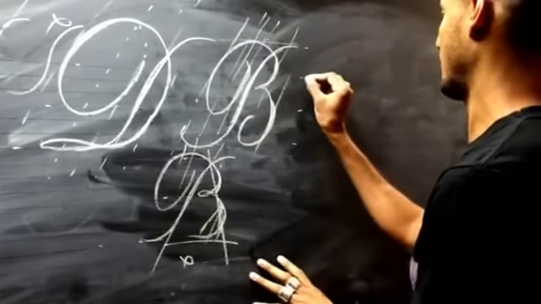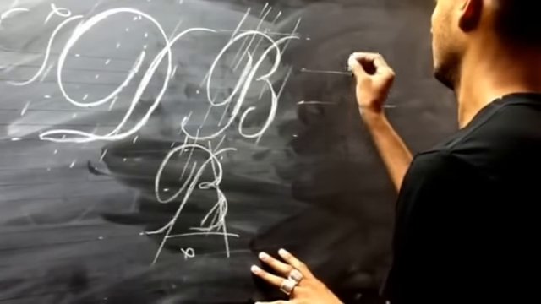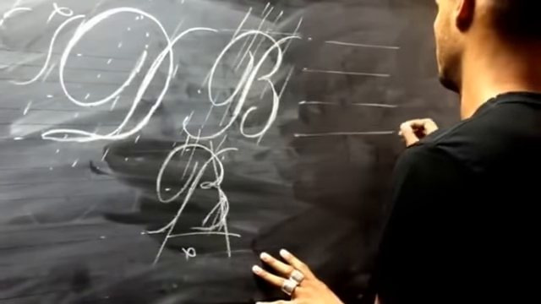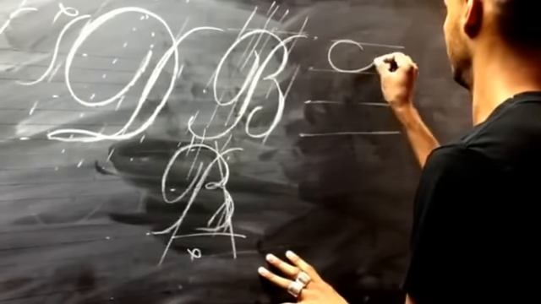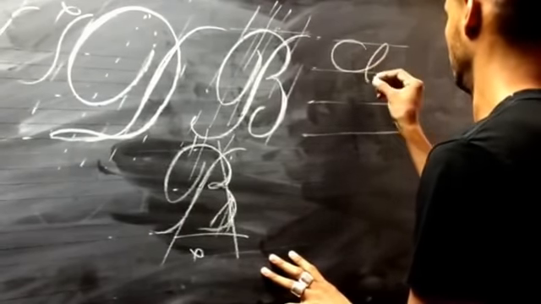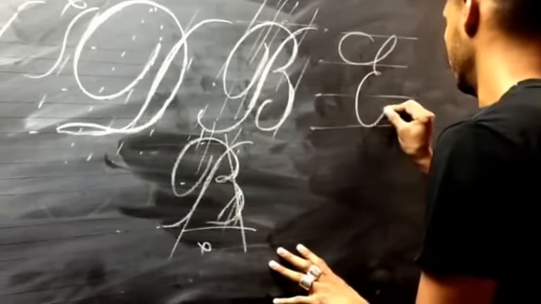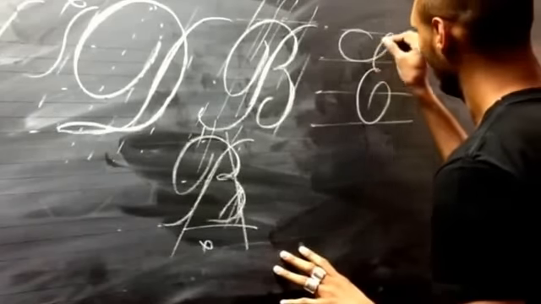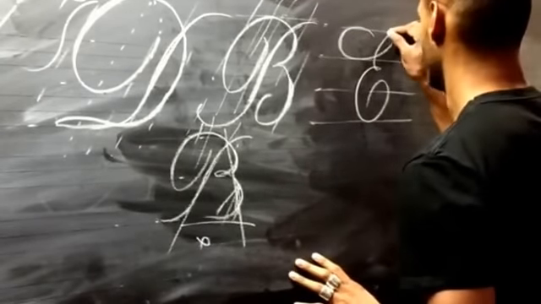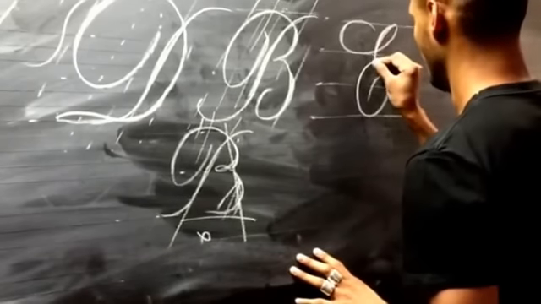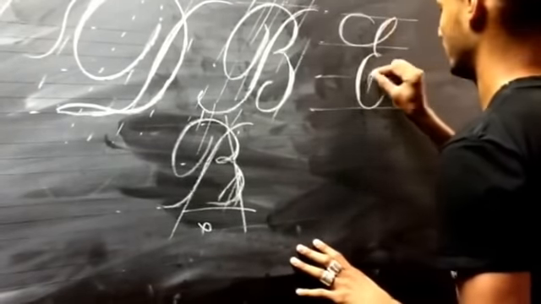Now the E, let's split this up so you can see how this works. Copperplate script works on thirds. 1, 2, you can make a little loop, 3 and 4. Now, weight, a little bit of weight, more weight, and more weight, and a little bit of weight there as well.